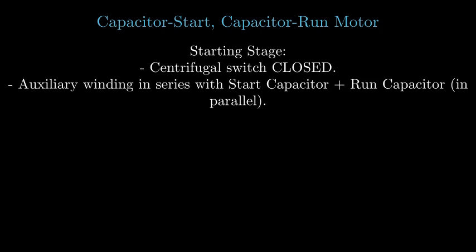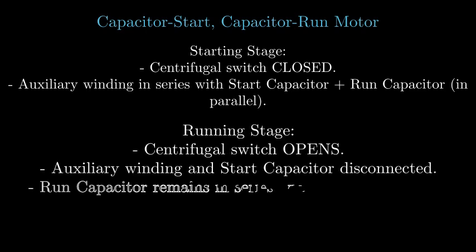First, during starting, the centrifugal switch is closed. This connects both the start capacitor and the run capacitor in parallel with each other, and this combined capacitance is in series with the auxiliary winding. The total capacitance is therefore the sum of the 2, giving a very large capacitance. This creates an extremely large phase angle alpha, producing an exceptionally high starting torque.